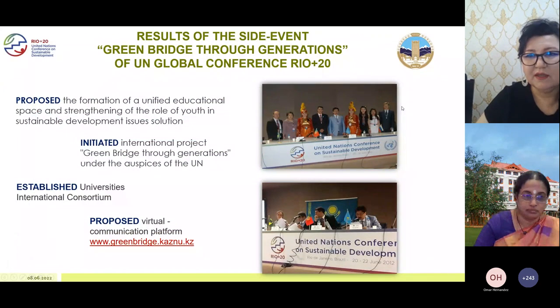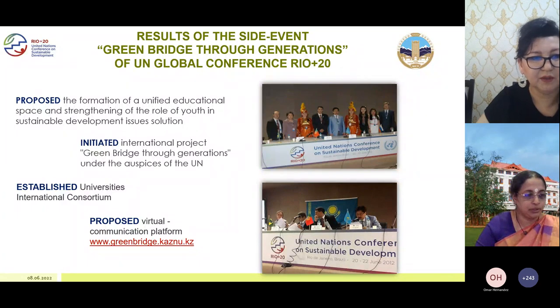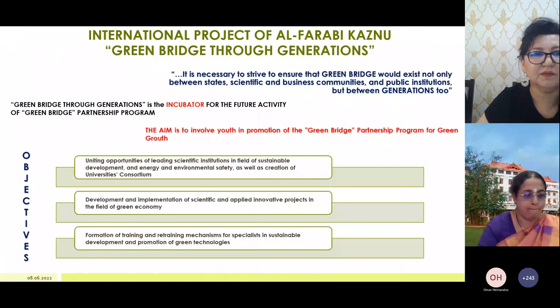Well, this is just an example of our participation in Rio+20 in 2012, where we initiated the international project Green Bridge Through Generations. We called it Green Bridge Through Generations because it is a part of the national program Green Bridge. So Through Generations means that this is a very good platform for partner universities and organizations to work together on SDGs in the frames of international consortiums.